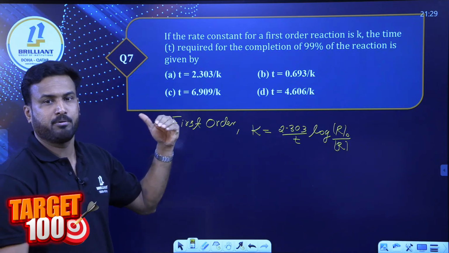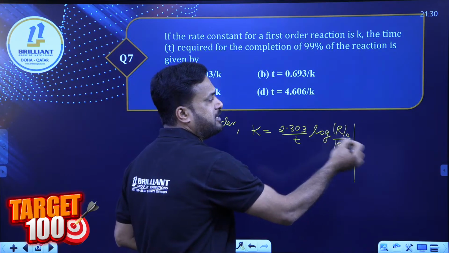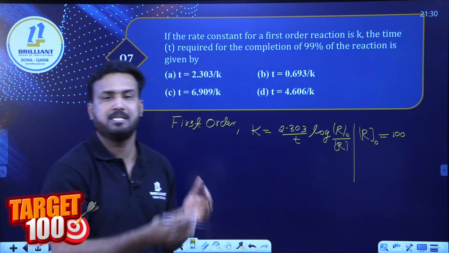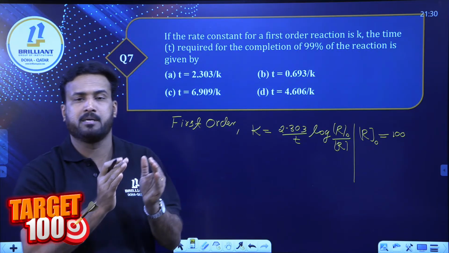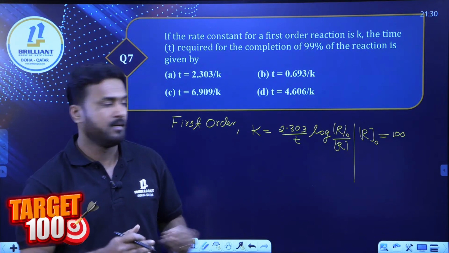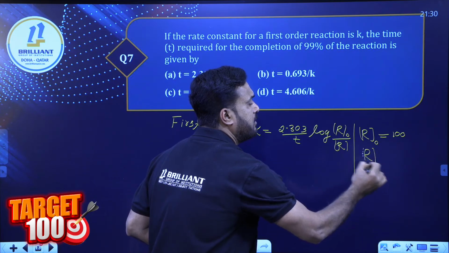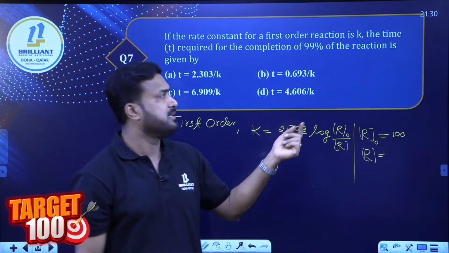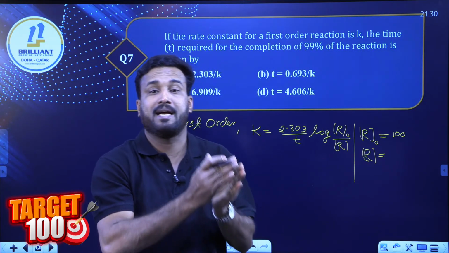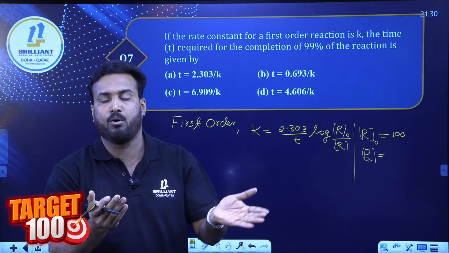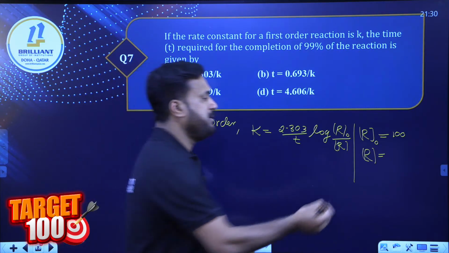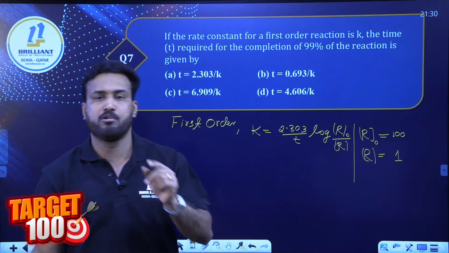You know this type of question. 99% means we will always take the initial concentration as 100, because percentage is based on 100. Whenever they talk about any percentage, you have to take the initial concentration as 100. Clear? Then what is the final concentration R? Don't make a mistake over here. 99% completion means that much substance has been used up. So what is leftover will be 1.